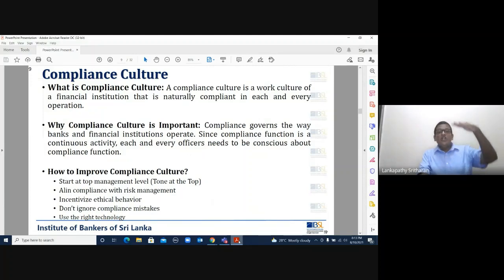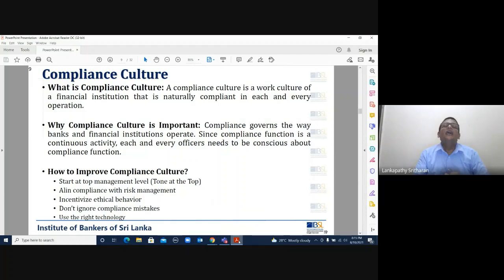Another thing is it has to come as a tone at the top. So the improvement of the compliance culture may start at the top management level, the board of directors level. They have to start compliance as a culture, align compliance with the risk management department, because compliance risk is also one of the risks, and incentivize ethical behavior. For example, if an officer complies with the rules and regulations, but the bank may sometimes face disadvantages because of it, we should not punish that employee. Incentivize the ethical behavior, don't ignore compliance mistakes, and use the right technology. By doing this, a bank or finance institution can improve the compliance culture.